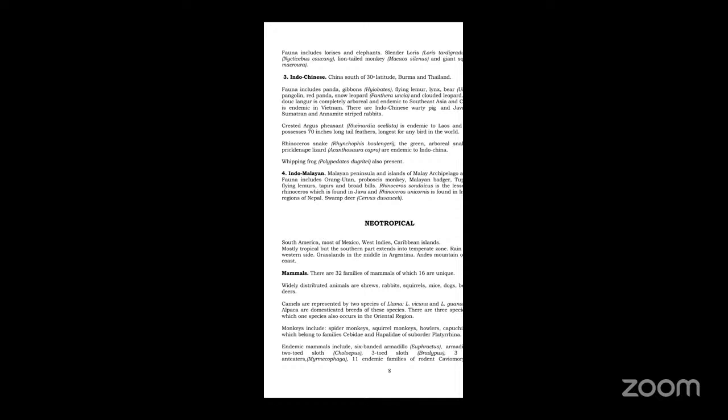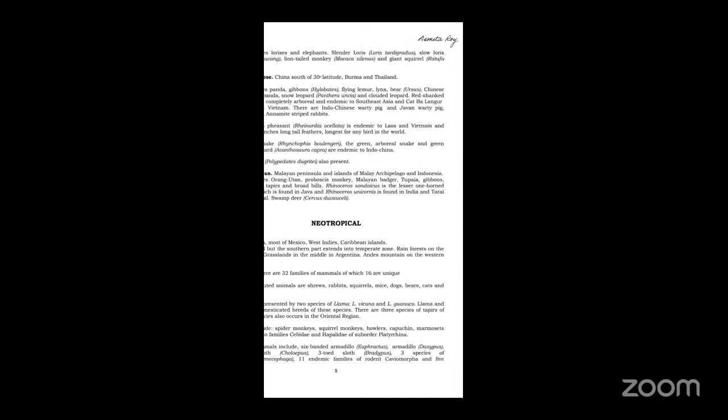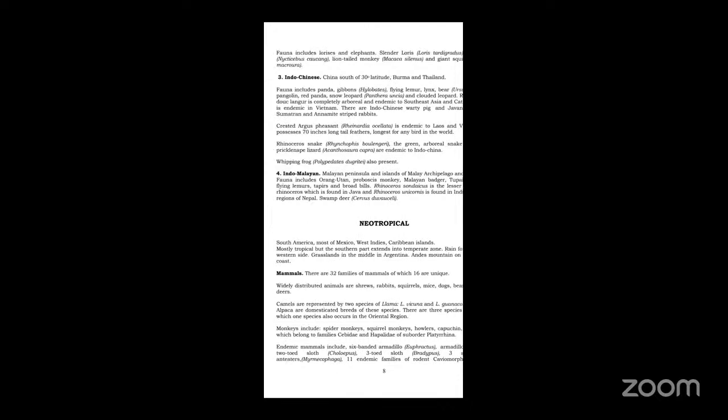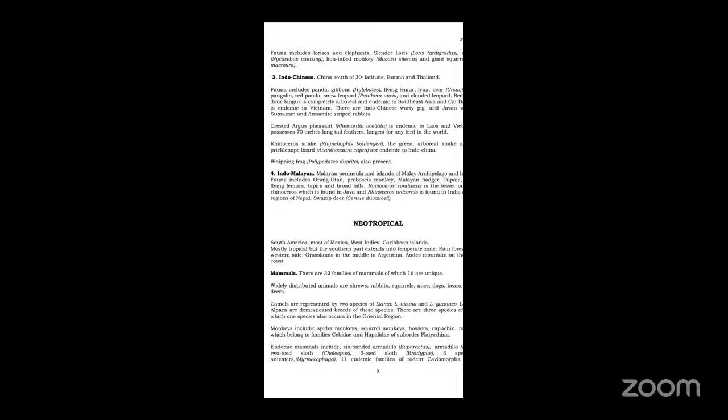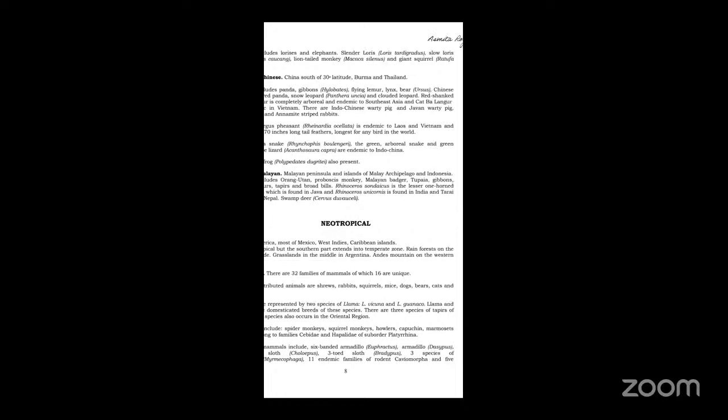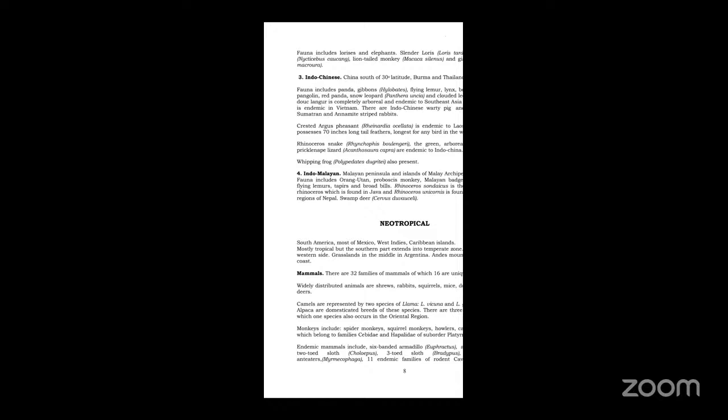Then you have the gibbons, flying lemur, lynx, deer, Chinese pangolin, red panda, snow leopard, as well as a clouded leopard. Apart from that, the red-shanked langur is also present and is completely arboreal, and it is endemic only to Southeast Asia. The cat langur is endemic in Vietnam. So these are some of the fauna that are present.